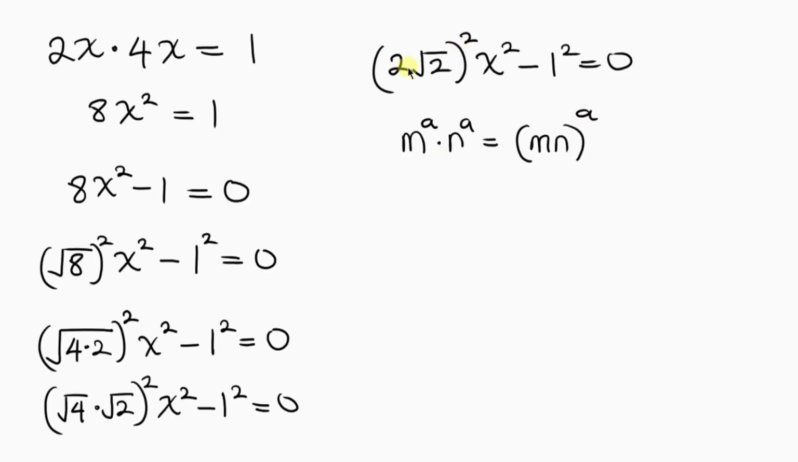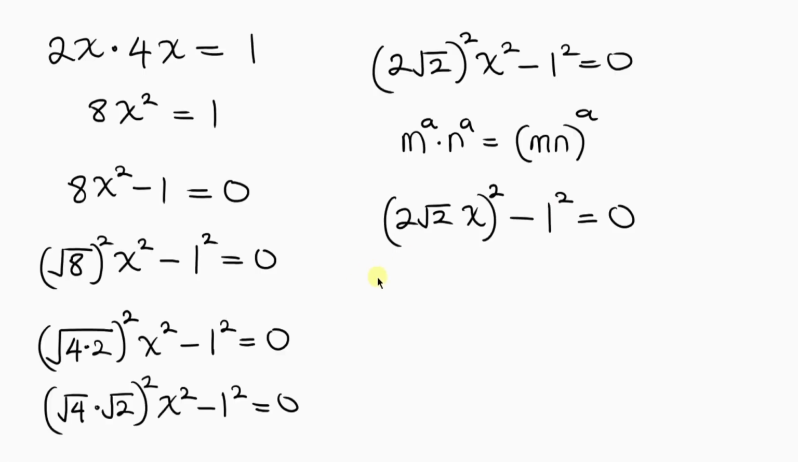Now notice that 2 root 2 and x have a common power of 2. So I'm going to be grouping this. So we have 2 root 2 times x, now raised to the common power of 2, just as this property. Then minus 1 squared. This is equal to 0. Very good. So you can see that I have been able to achieve difference of two squares.